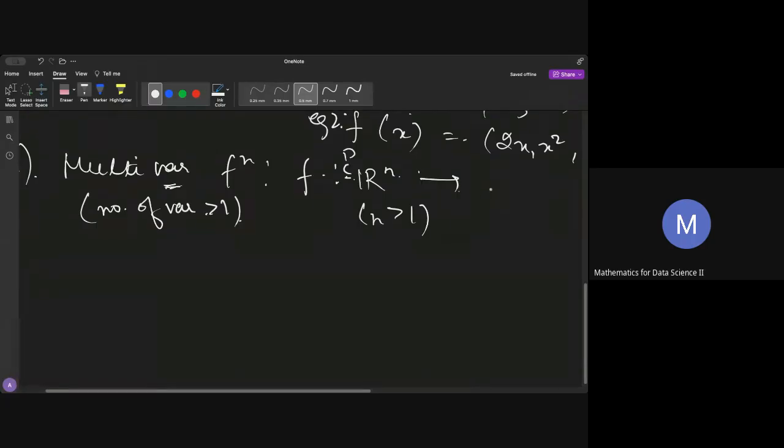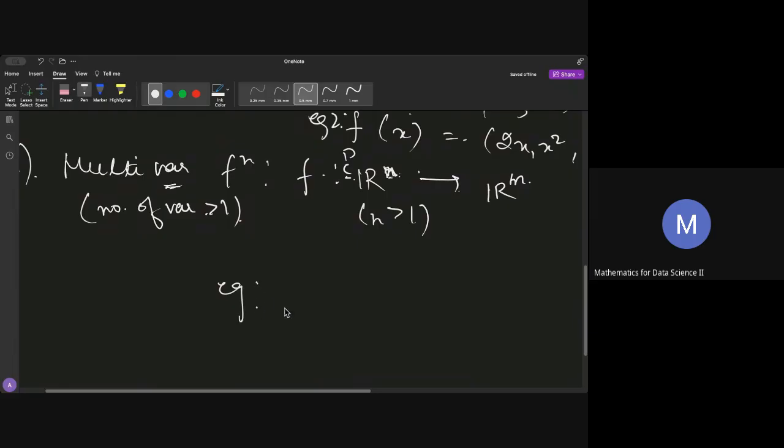So it doesn't matter what you take here, but this n matters. So n should be greater than 1. And you can take R here, just R1, or you can take any Rm in general. That's fine. So there's no restriction as such on m, but we have a restriction on this n here. It should be greater than 1.